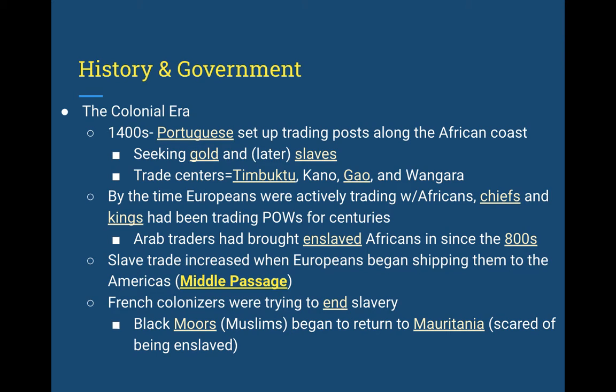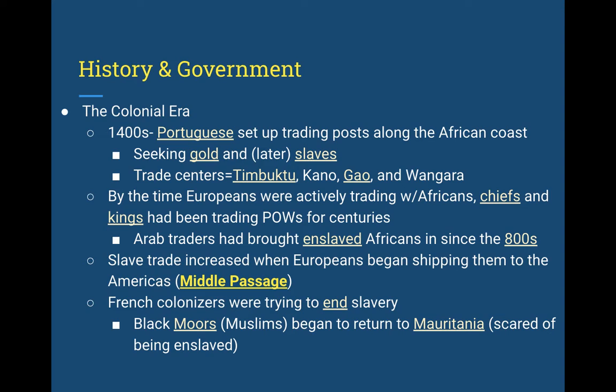Arab traders had brought enslaved Africans to them since the 800s. And so the slave trade increased once the Americas were discovered, because, as we talked about when we talked about Latin America, when the Europeans got to Latin America, they used the native population as labor. Well, because of various reasons, a lot of that native population died off. So to replace that labor, they started bringing in slaves from Africa.